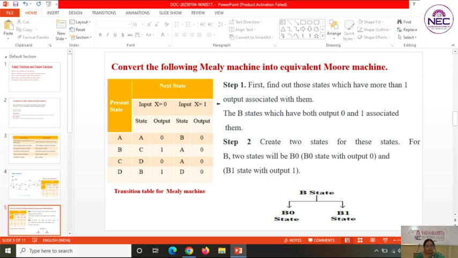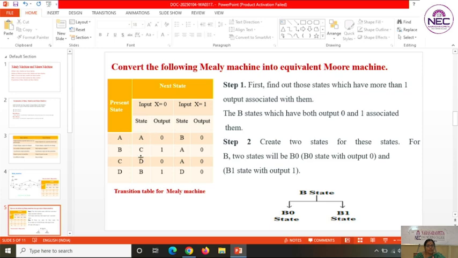Next, coming to the previous example, the Mealy transition table, we see how to convert a Mealy machine to a Moore machine. The first step is to find out the states which have more than one output associated with them.